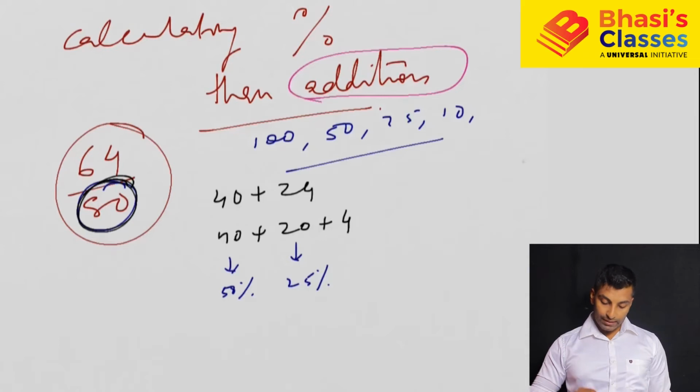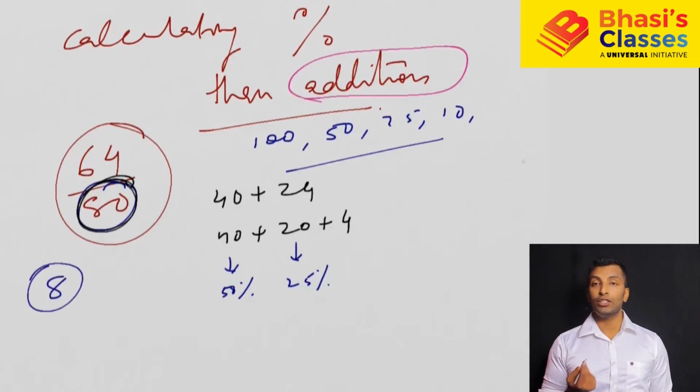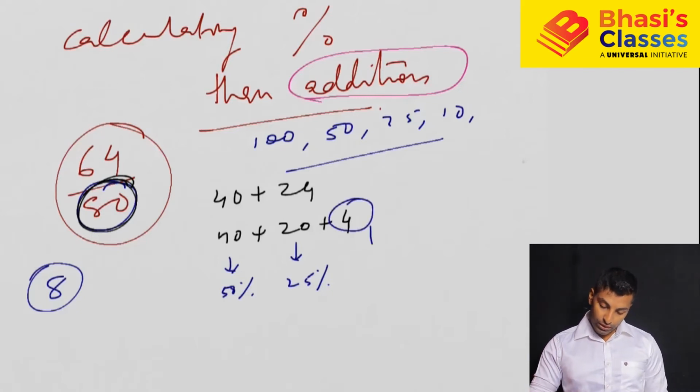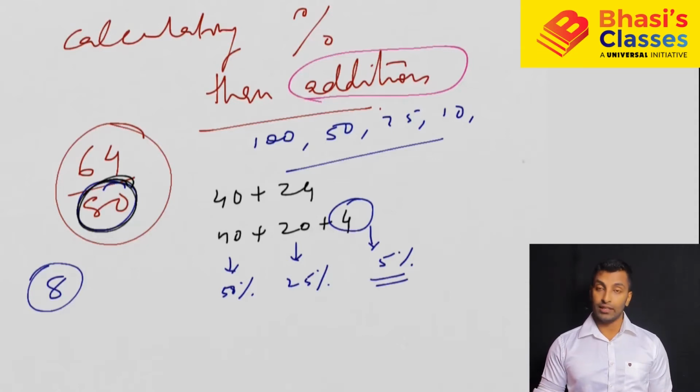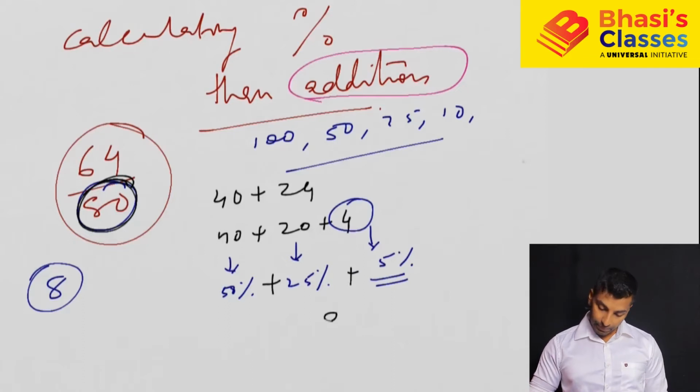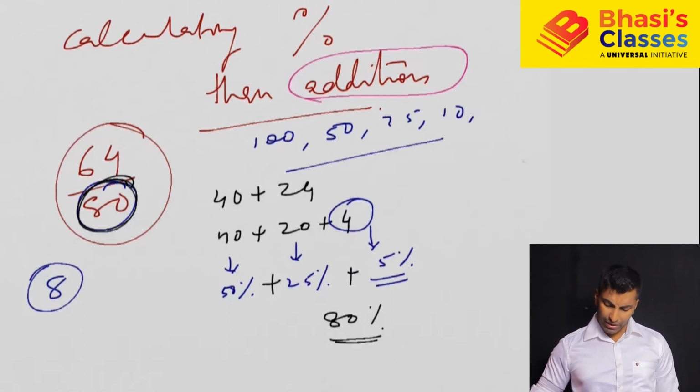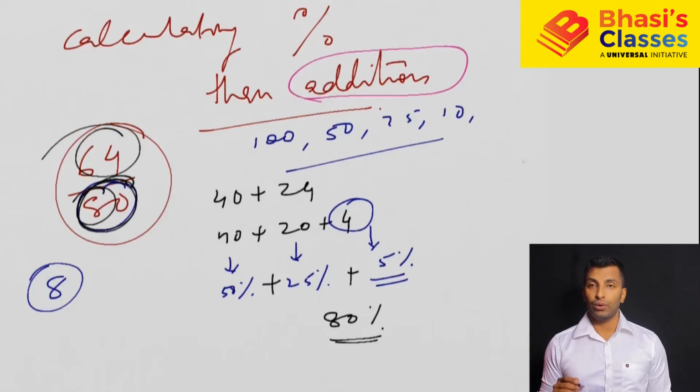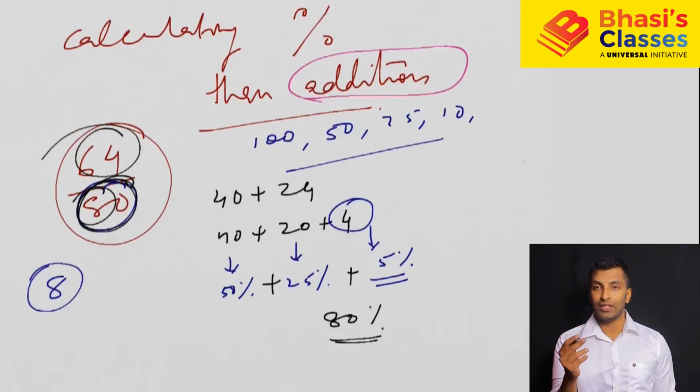What is 10% of 80? 10% of 80 is 8. So 4 is going to be 5%. If you add these, you will effectively get 80%. Otherwise also you can get it easily, because 8 into 8 is 64. I have just taken a very simple example so that you will understand the concept.